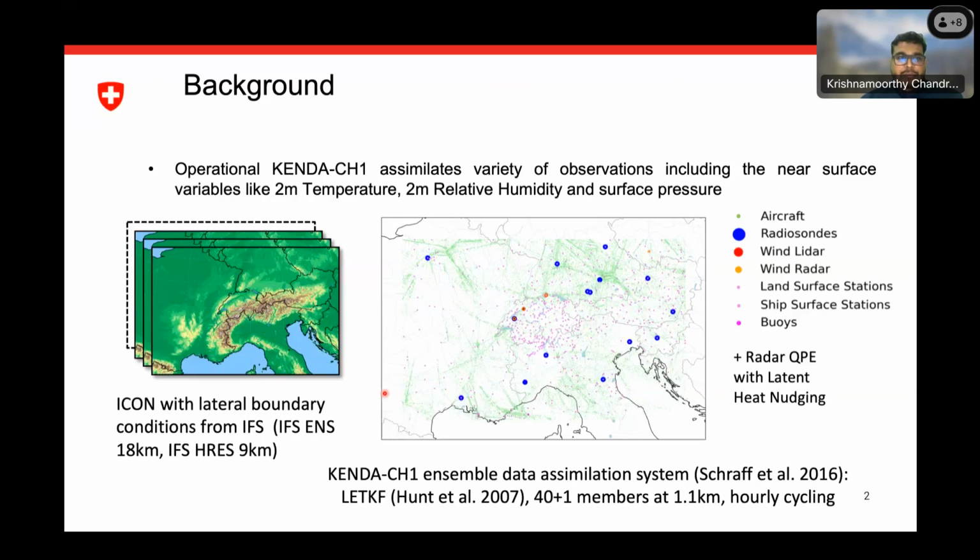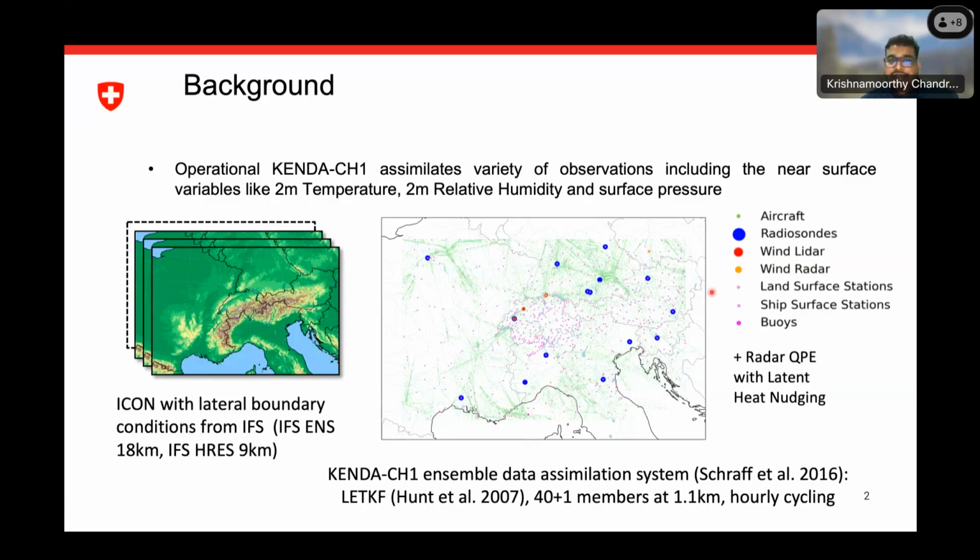In the operational Kenda CH1 system, we have a variety of observations being assimilated operationally, which includes near surface variables like 2-meter temperature, 2-meter humidity, and surface pressure. The NWP computational domain is shown on the right side. The driving model is ICON, with lateral boundary conditions coming from IFS.